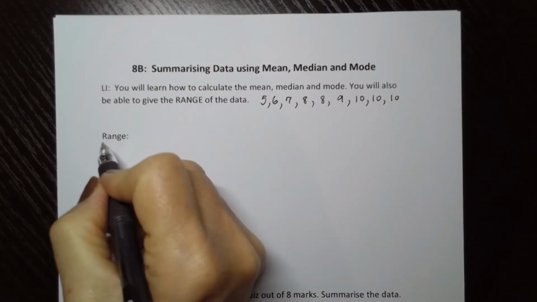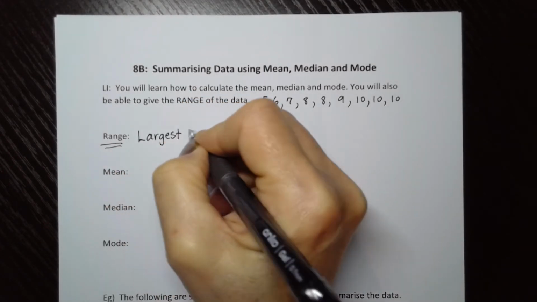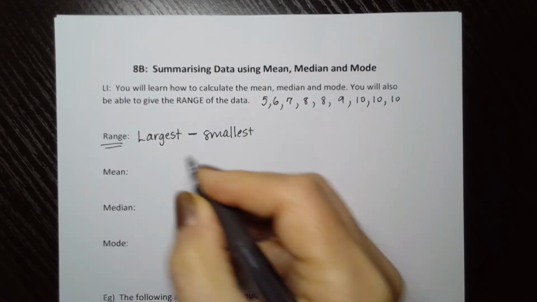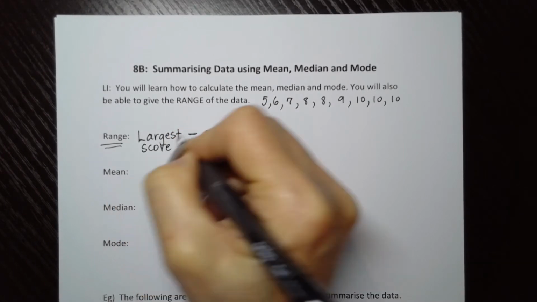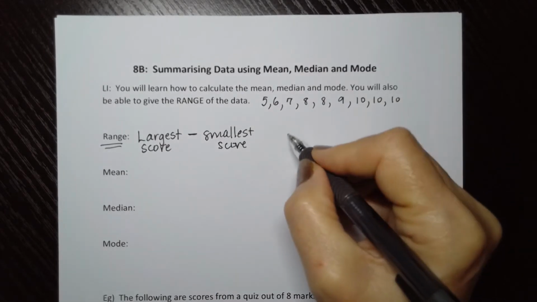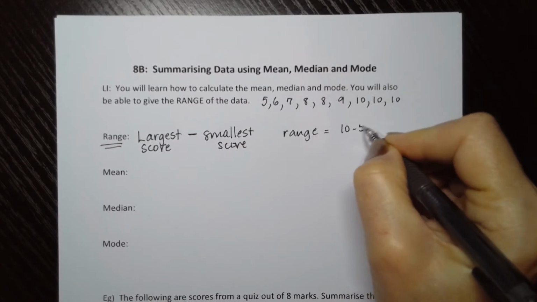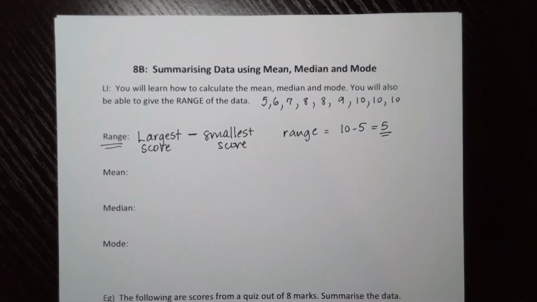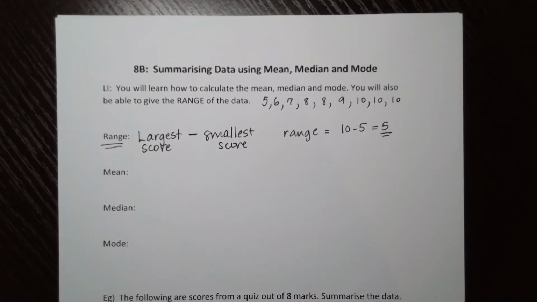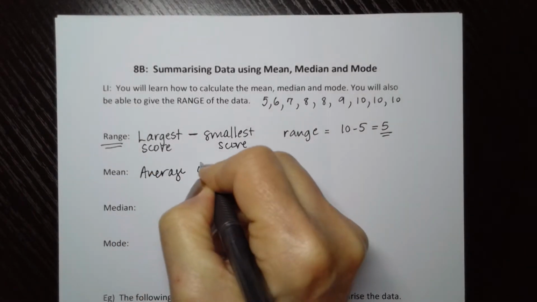The range of the data is the largest value minus the smallest value. Largest score, in this case, minus the smallest score. And that's the range. So in this case I'd say range equals 10 minus 5, which equals 5. That's the range. The mean is all the scores added up and divided by how many scores there are. So it's the average of the scores.